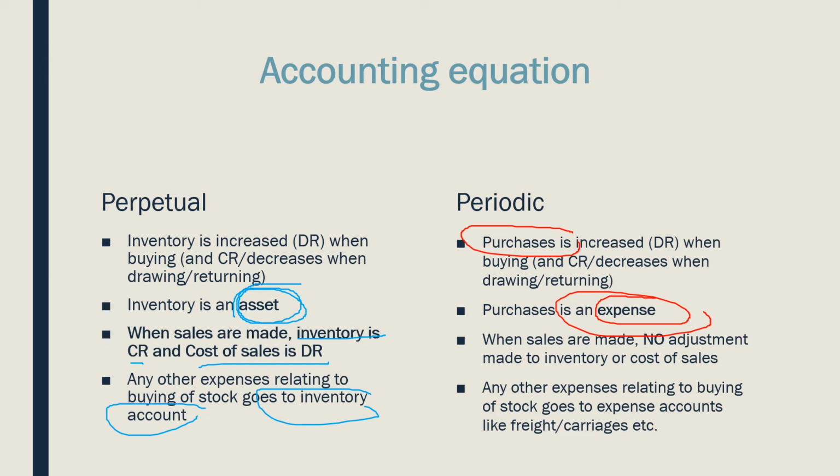When we make a sale, we make no adjustment to any inventory or any cost of sales. We don't actually have a cost of sales account because remember we do a stock take at year end and then we do our cost of sales calculation. Any other expenses relating to buying stock, so carriage, freight, any of those costs, we classify separately as different expenses, whereas in the perpetual system, we bundle them all into the inventory account.